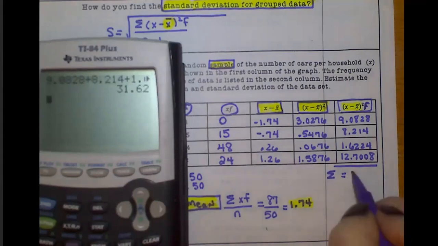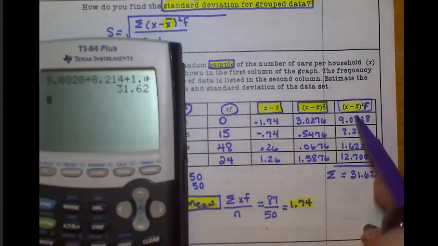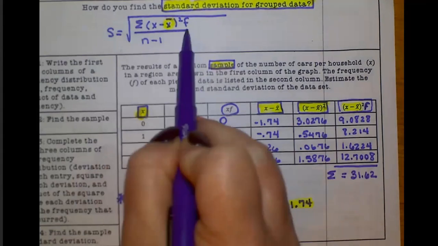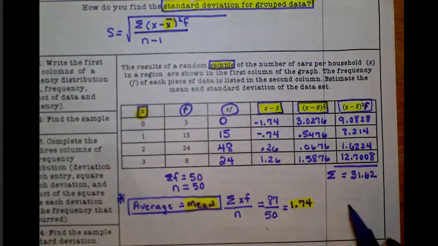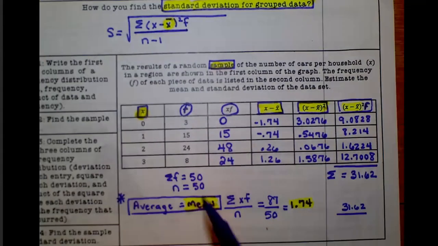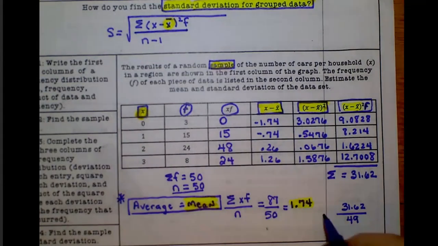So my sum is going to be 31.62. Okay, so the sum of all that's 31.62. Now, when I look at that problem next, I take the sum of that, which is 31.62, divide that by n minus 1. Now, if you remember, my n was 50. So 50 minus 1 is 49. Then I take the square root of that.